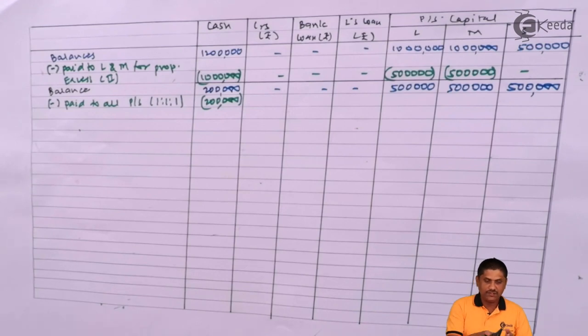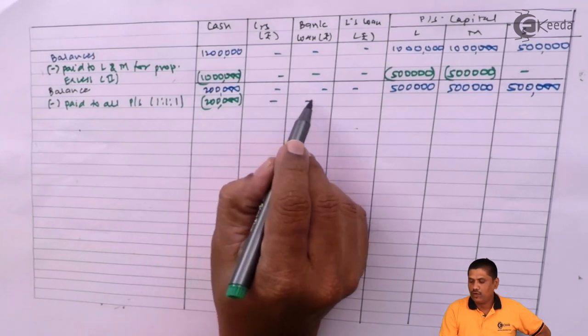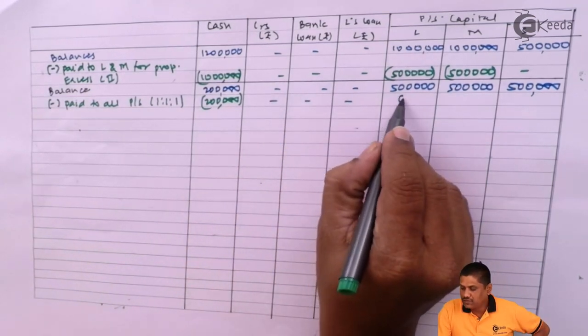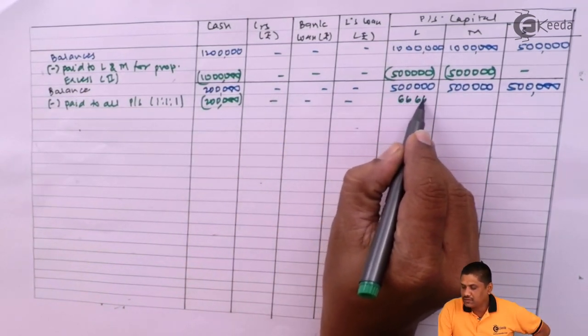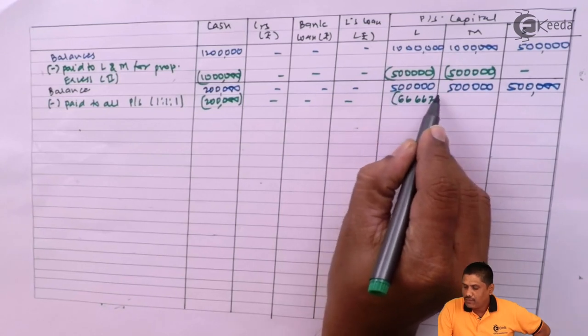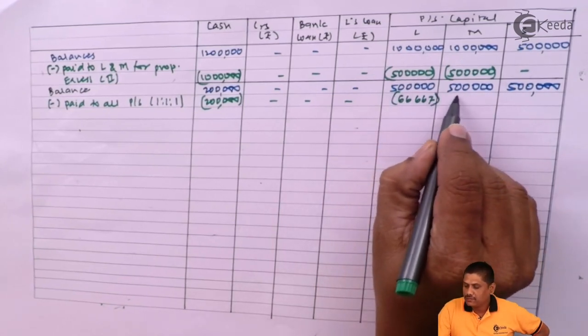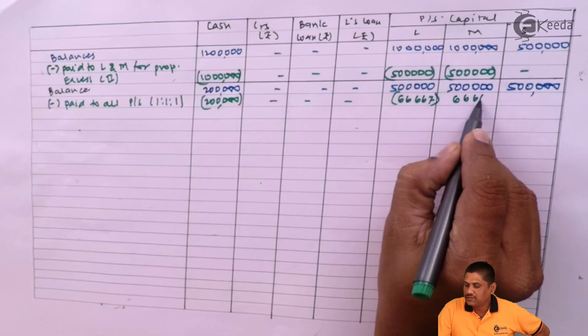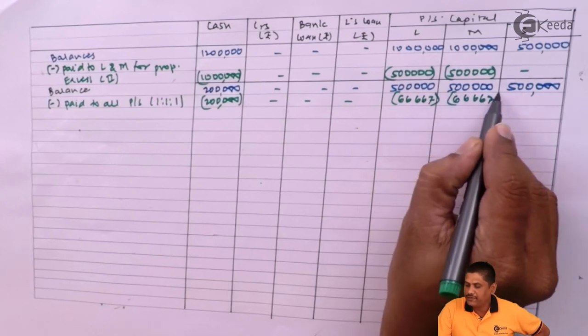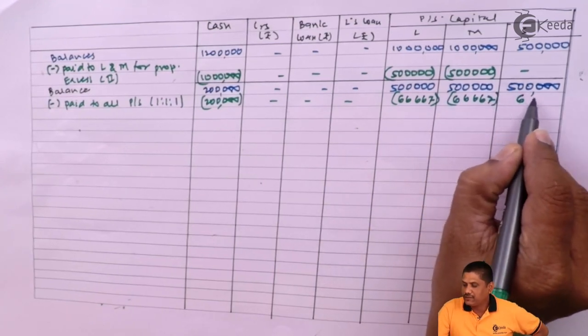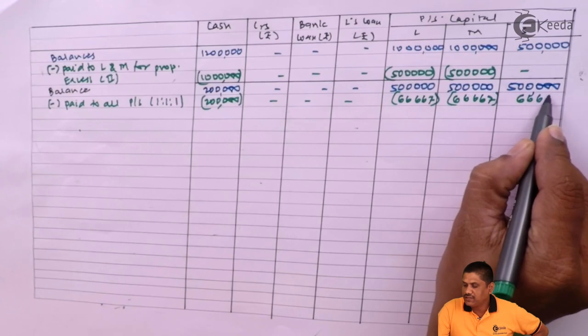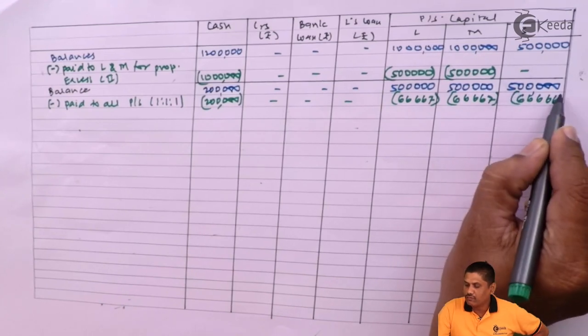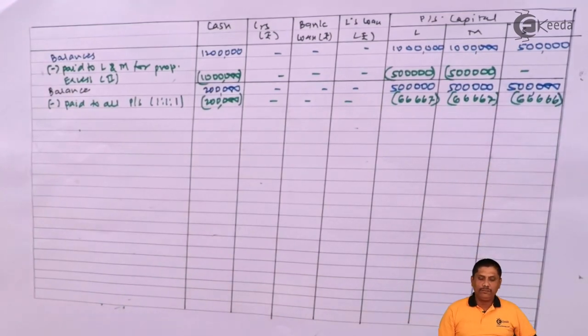It is 66666.66. So what we will do? 66667 for first partner, 66667 for second partner. For third partner, 66666, just to round off. So they are paid equally.